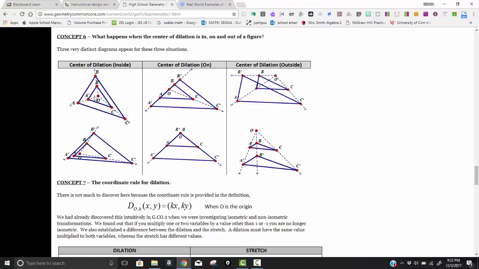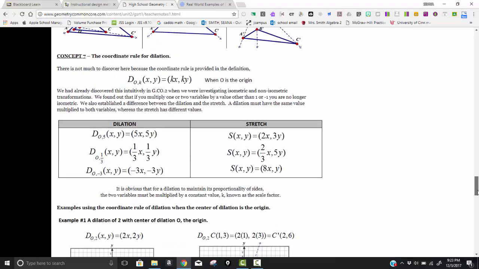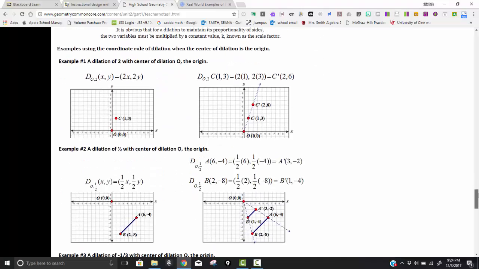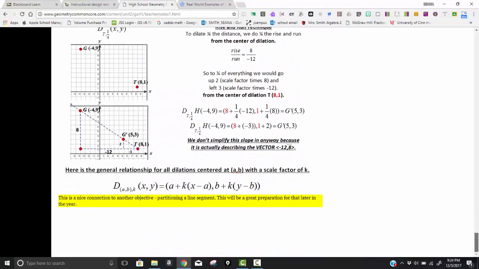So this is a center of dilation where it's on the inside, center of dilation where it's exactly on the line, and this is a center of dilation where it's on the outside. So just some perspective to get in your minds to help you as we go through. And this is what you do when O, the center, is the origin. So this is what we worked with on Friday. Now today we're going to lead into what happens when it's not the center. Okay, and that will be this lovely little formula right here.